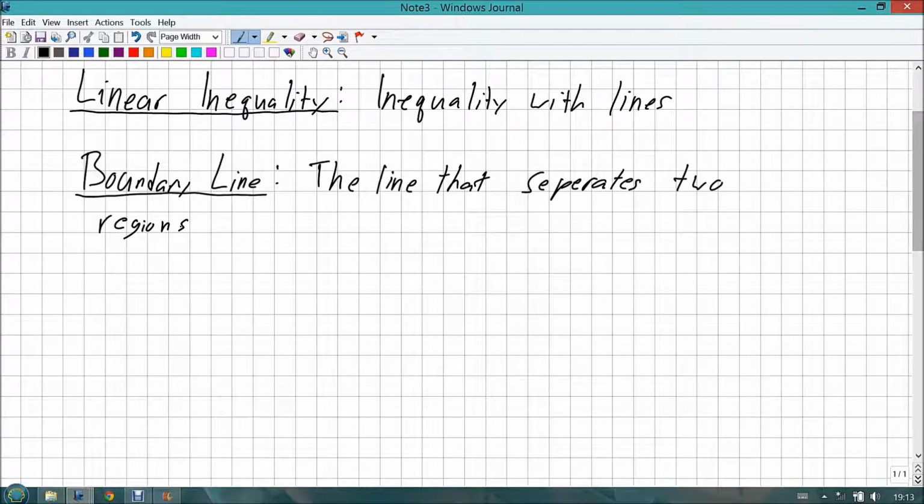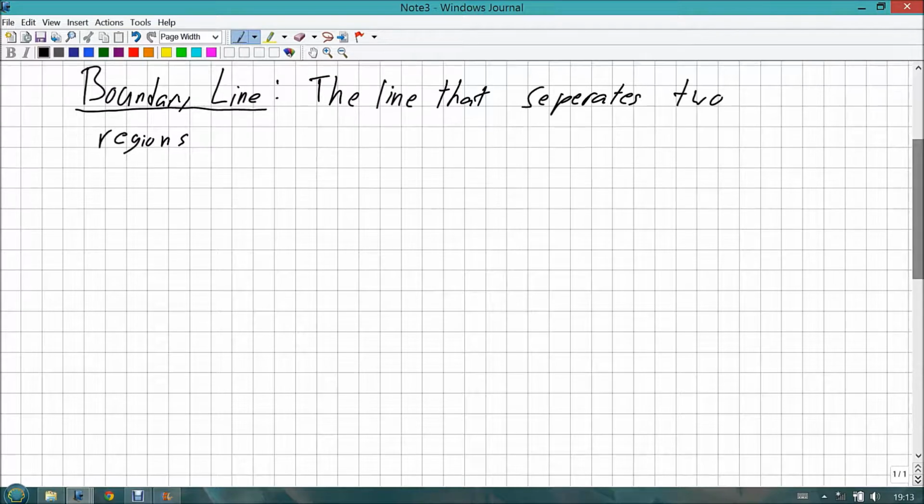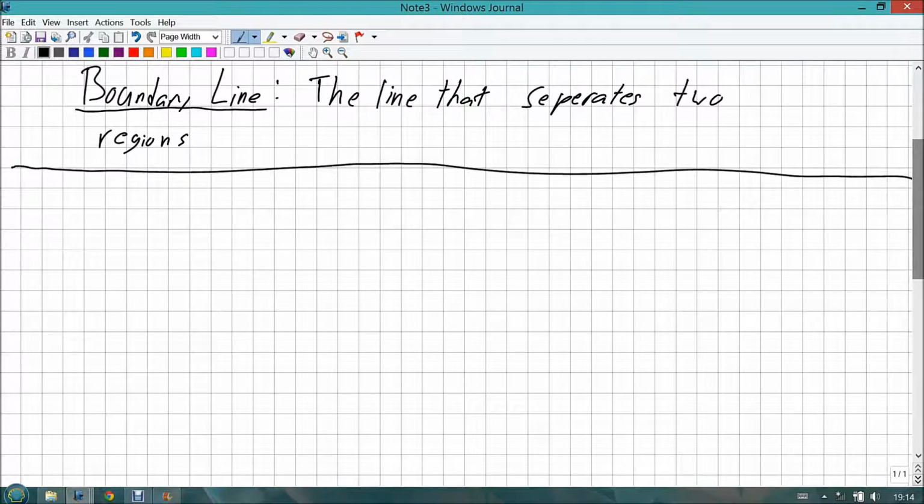So an inequality is a relationship between 2 things. It usually uses inequality signs like greater than, less than, greater than or equal to, less than or equal to. So we're going to be applying that to our functions.